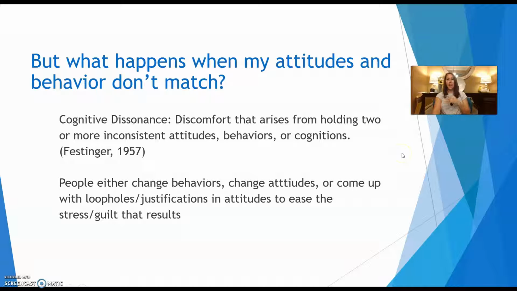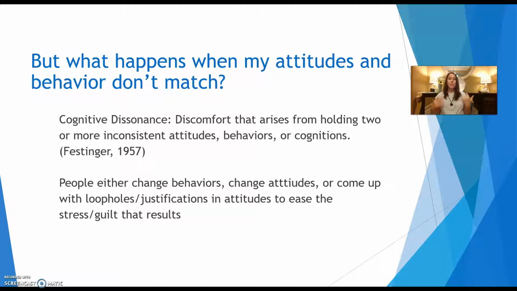Cognitive dissonance is a fascinating area of study in social psychology. This is basically saying if I have inconsistent attitudes, or if my behaviors don't line up with my attitudes or my cognitions, I'm going to have mental, emotional discomfort. So I will either have to change my behavior, I'll have to change my attitudes, or I'll have to be creative and come up with some loopholes and justifications in my attitudes to try to get rid of this stress and this guilt.